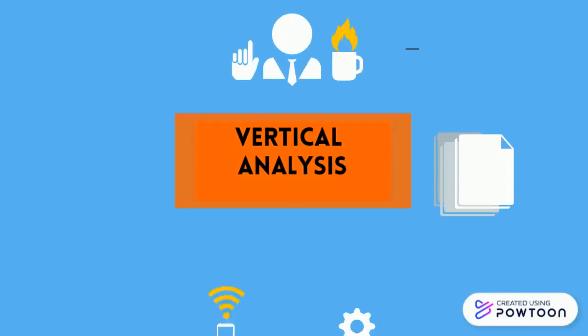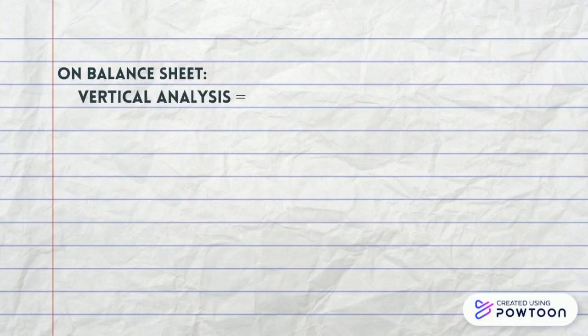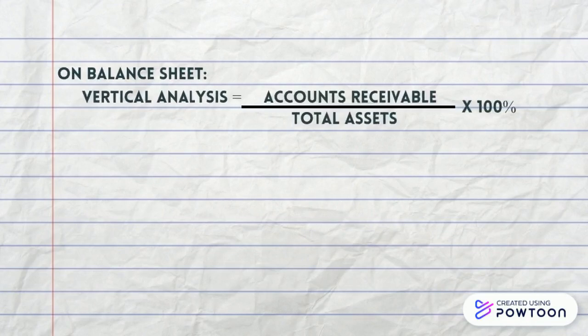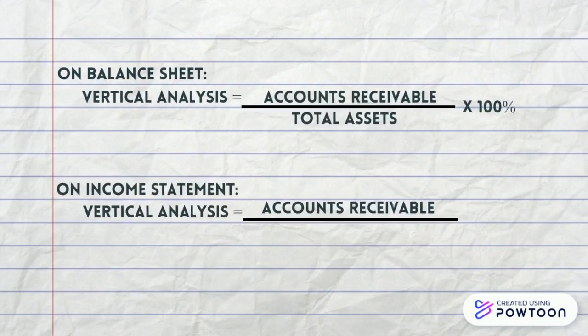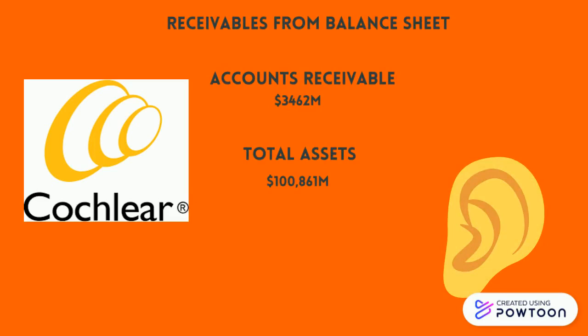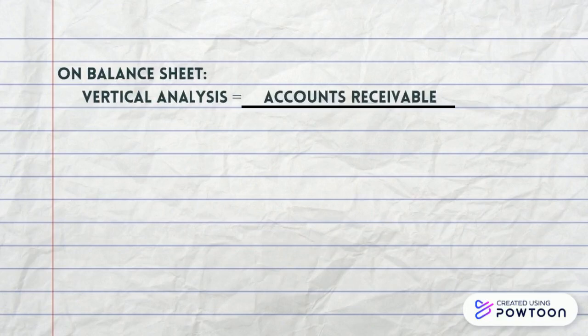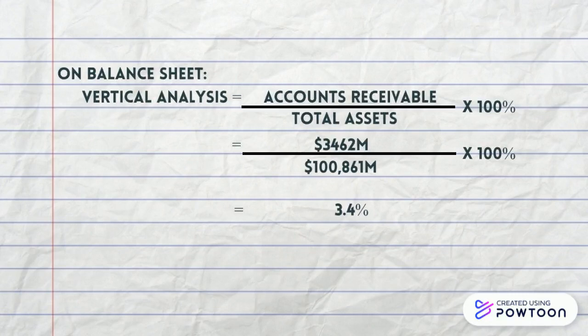Another way is through vertical analysis, which shows the receivables as a percentage of a base figure. On the balance sheet, this figure is total assets, and on the income statement it is net sales. For example, Cochlear had 3 billion in accounts receivable and total assets of 100 billion. Once we substitute these figures in, we find that 3% of their net sales is accounted for by their accounts receivable.